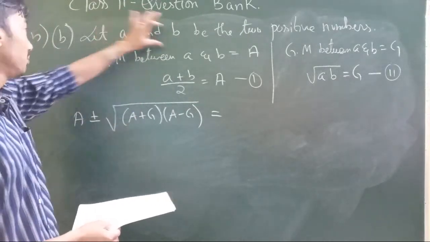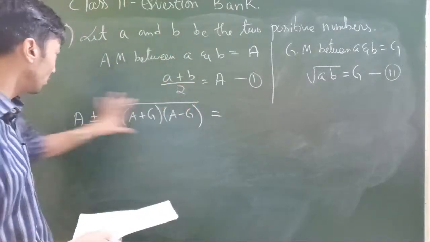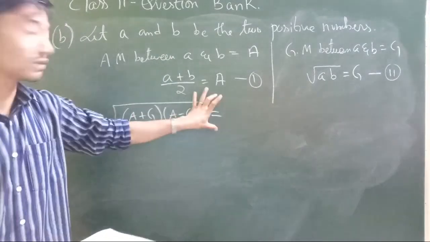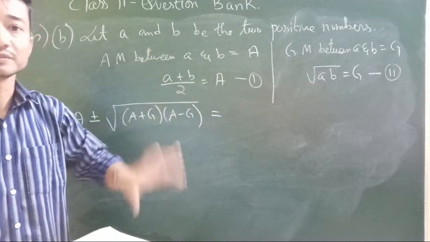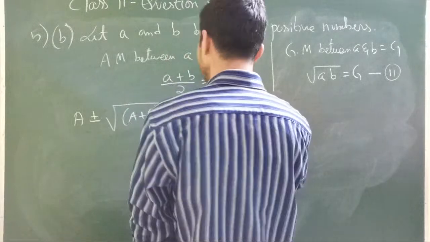That means a and b, the two positive numbers, are represented in this format also. That's what we are supposed to prove. So now there is only one option. We have to solve this and then see whether we get a and b, the two numbers, or not. So let's substitute the values directly.